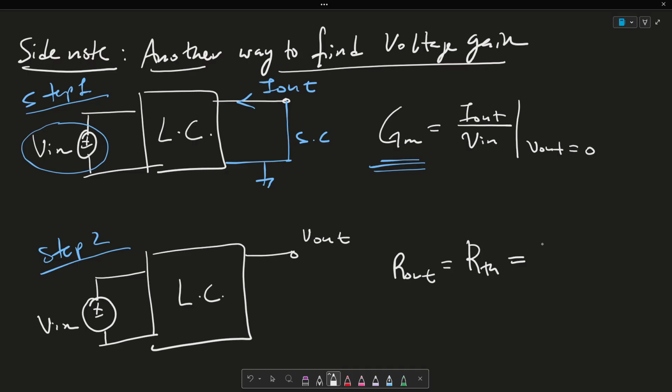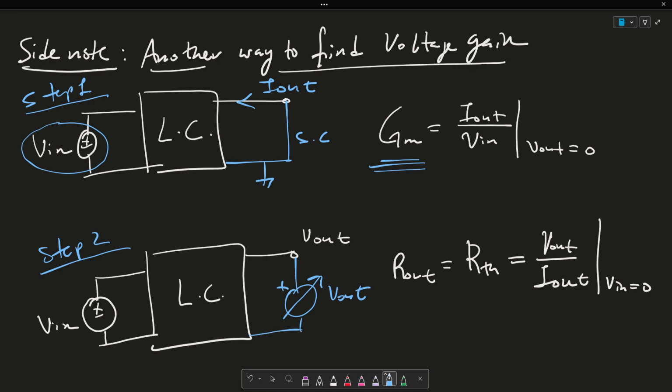So this is equal to your voltage output, Vout, over your current output, I out, when Vin is equal to 0. So essentially what happens here is I'm going to attach a Vout, and I'm going to see the I out coming in. And what I'm going to do is short circuit this Vin.